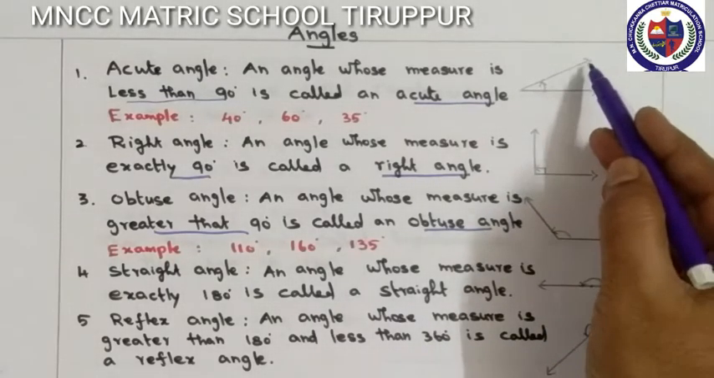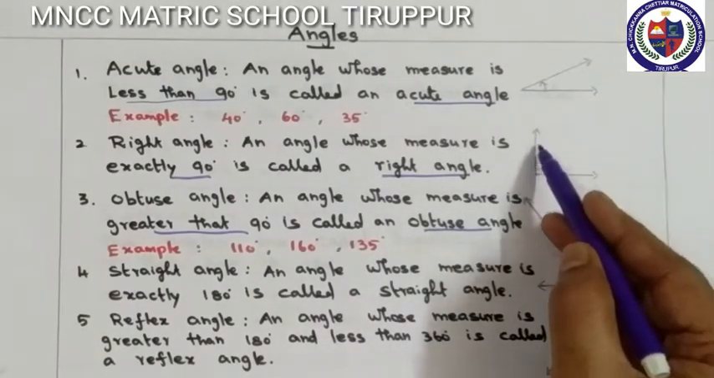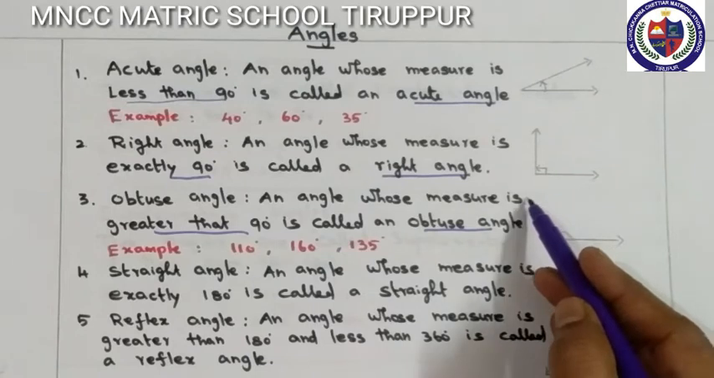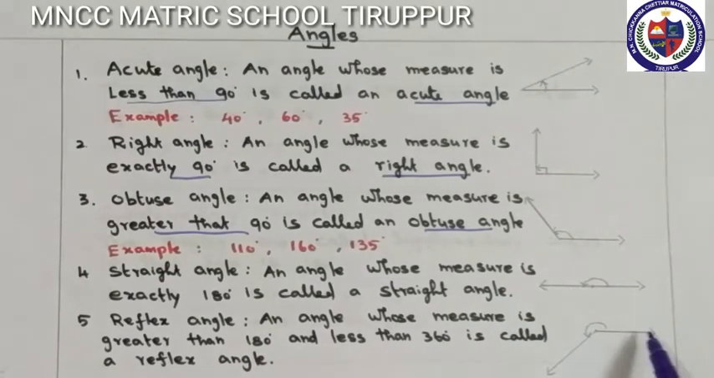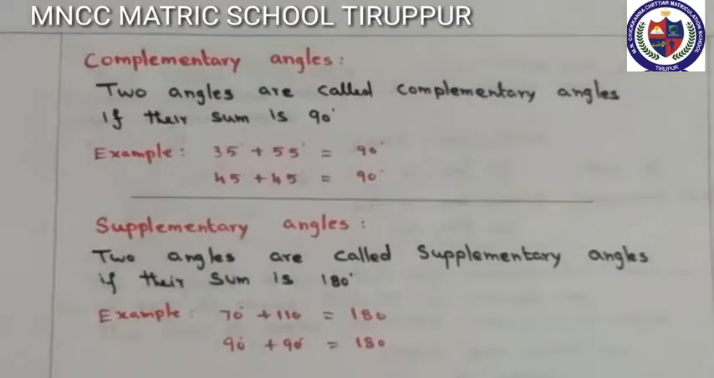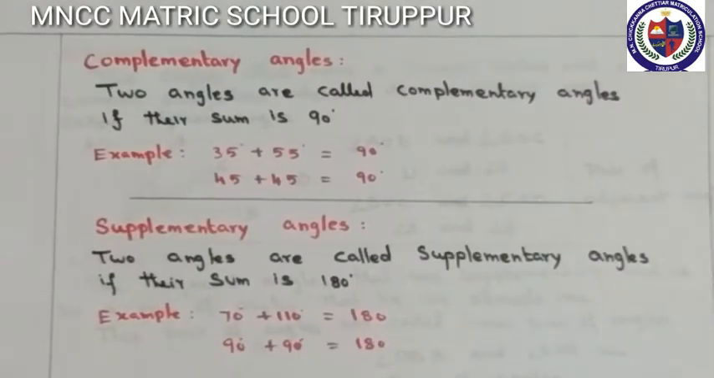First one, acute angle. Second one, right angle. Third one, obtuse angle. Fourth one, straight angle. Last one, reflex angle. Next, we see complementary angles and supplementary angles.